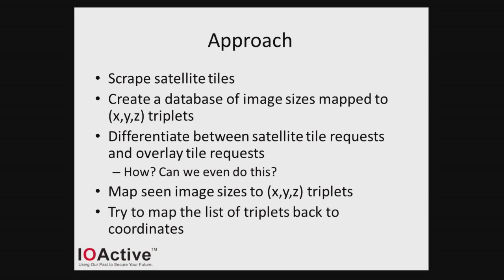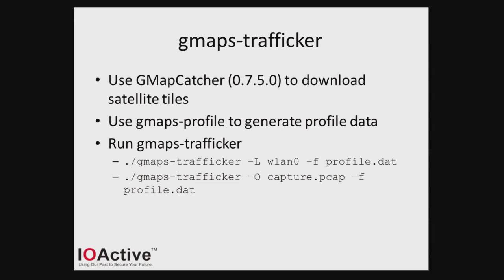So I still had no idea if I could even do this. But my idea was then, okay, I'll see all these image sizes, and I will map those back to XYZ triplets. And then I'll try to map all those triplets back to coordinates. So I created this tool, gmaps-trafficker. And there's this Python tool called gmap-catcher, which is like an offline map viewer, and it also supports Bing Maps and OpenStreetMap and all that stuff. And for the record, there's nothing particular about Google Maps; you should be able to use the same approach on Bing Maps or all the other tile-based mapping web services out there. And then I use this tool to generate some profile data, and then I run my tool, right? And the tool is then trying to figure out, okay, what the user is looking at.